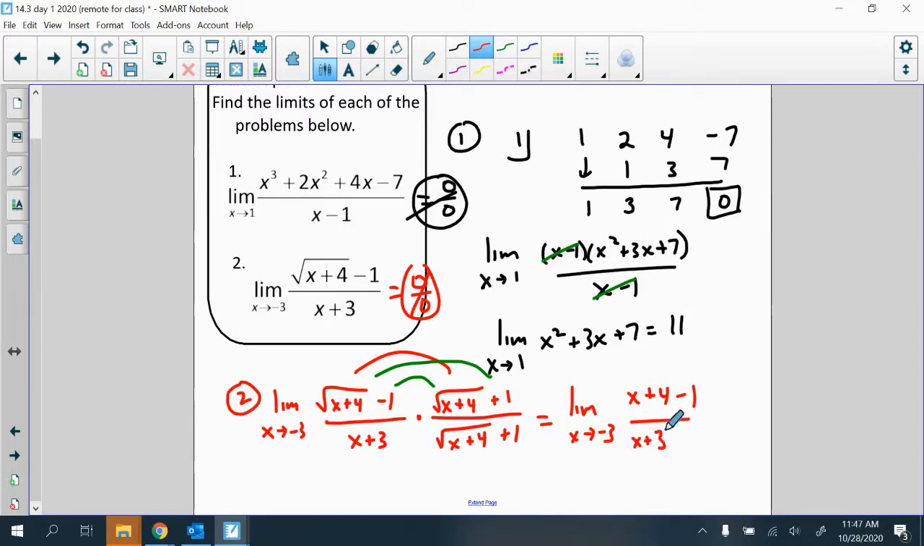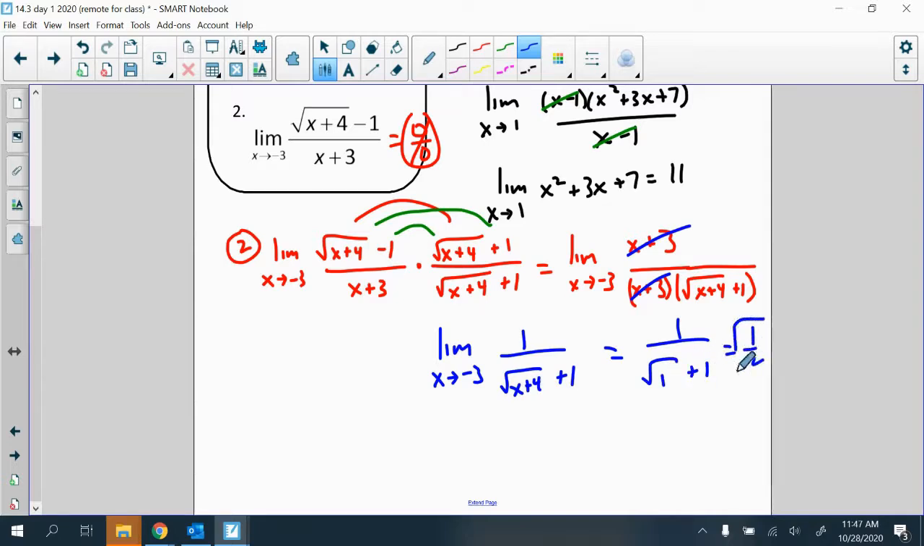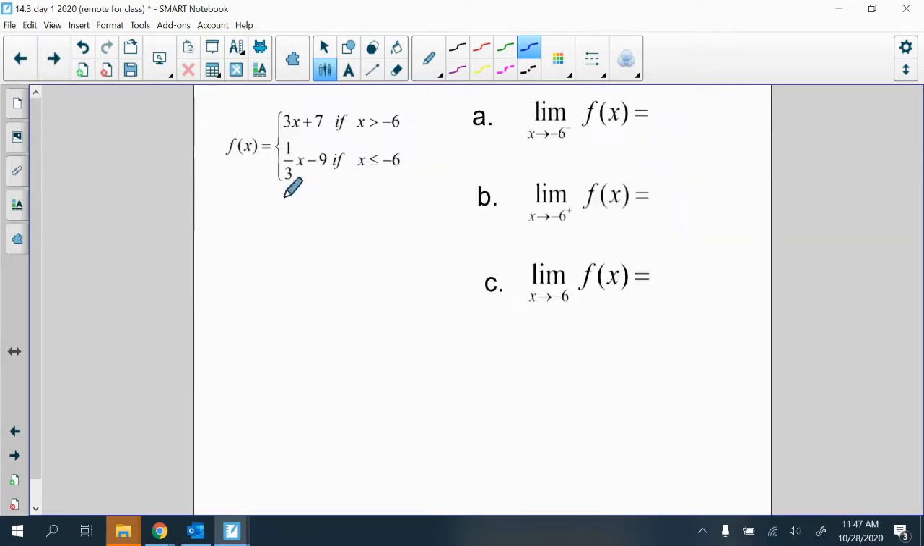And then the denominator, I don't really have to do a whole lot to, because what's going to end up happening is this numerator, x plus 4 minus 1, I can simplify to x plus 3. Now I can cancel these off. I end up with the limit as x approaches negative 3 of 1 over root x plus 4 plus 1. Now I can directly substitute negative 3 in. I get 1 over root 1 plus 1, which is 1/2. So 11 and 1/2 were the answers to those two questions.